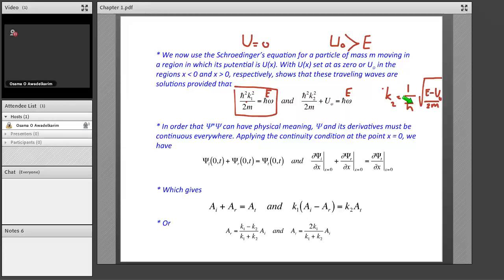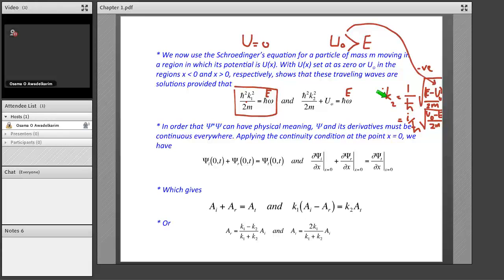okay, like this. Now, but U naught is larger than E, so this quantity here is negative. And it's negative inside the square root. So that gives me i over h bar, and then what I have is U naught minus E over 2m. So because E is less than U naught, I get an i. So k2 is an imaginary number. The wave number is an imaginary number.